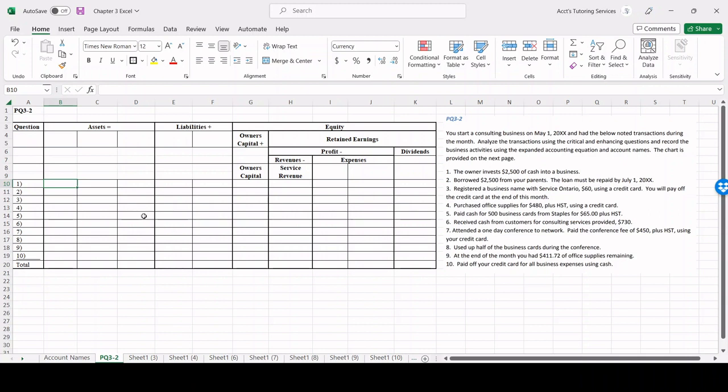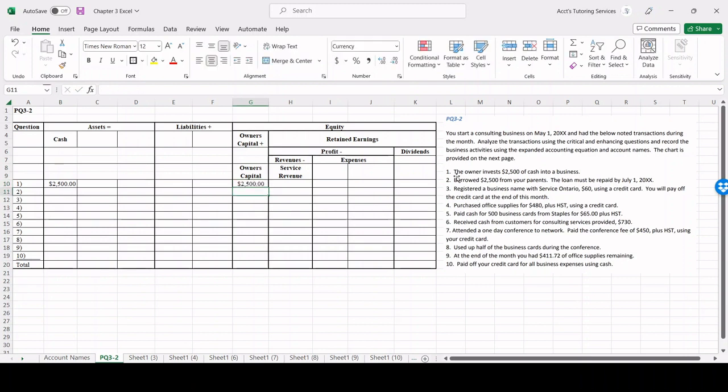So the owner invests $2,500 of cash into a business. So the first question you're going to ask yourself is cash. Is cash an asset, liability, equity, revenue, or expense? Cash is an asset because it provides us with a future benefit. The first account we're going to have here is going to be cash. So cash is going to go up by $2,500. And as a result, the owner invested into the business. Remember, whenever the owner invests something into the business, that's always owner's capital. So that's going to also go up by $2,500.